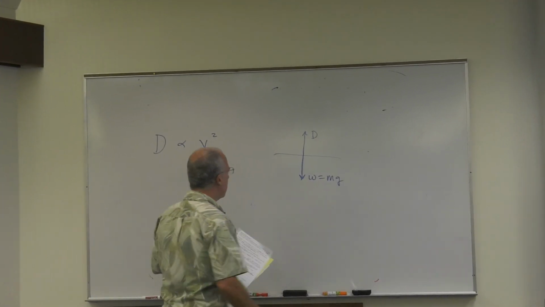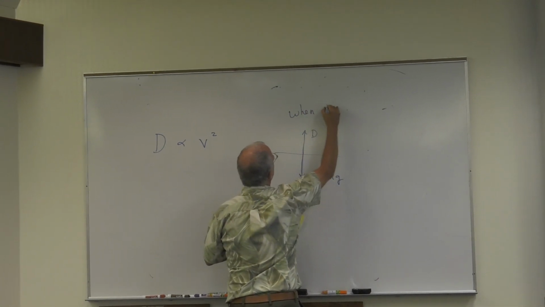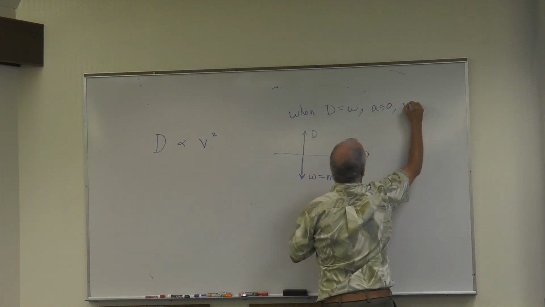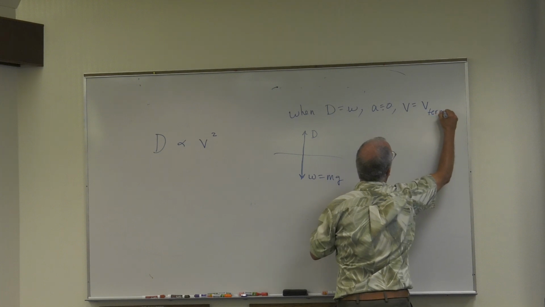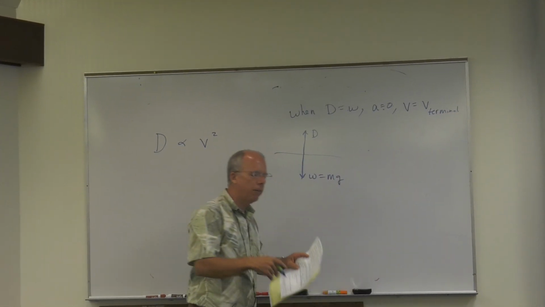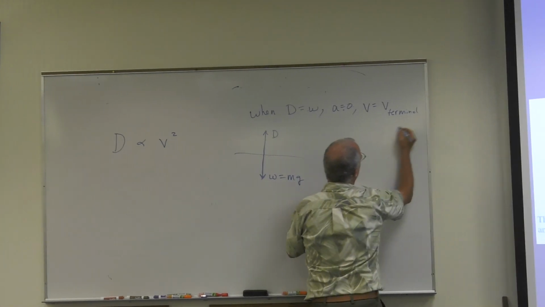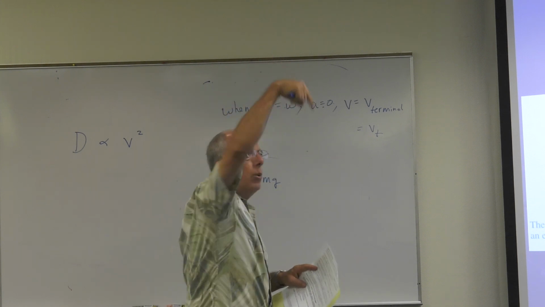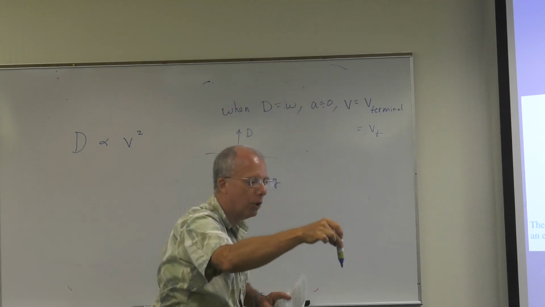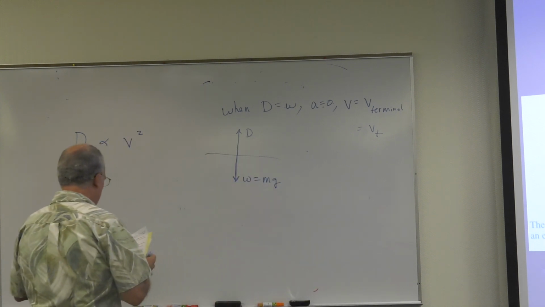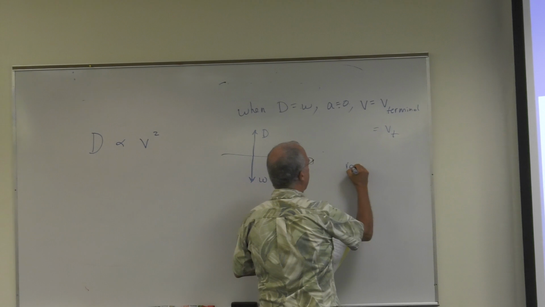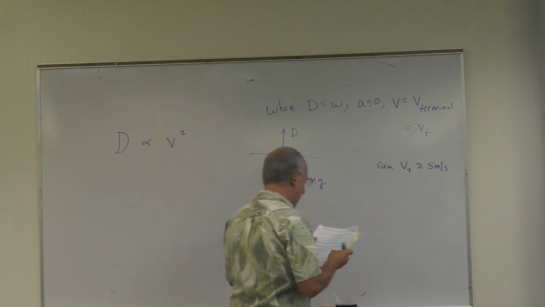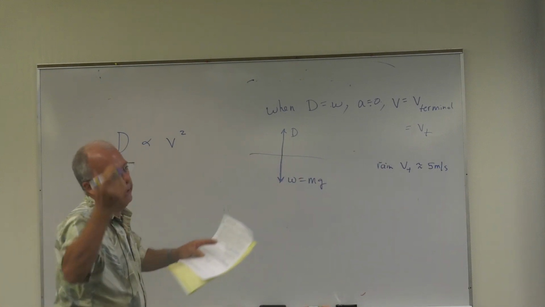Same speed, okay? So when the drag equals the weight, the acceleration is equal to 0, and the velocity, we call it V terminal, the terminal speed. And we're usually lazy, so we just call it VT, okay? In other words, when the drag equals the weight, it's just going to keep going at that same speed, the terminal speed. And for rain, VT is about 5 meters per second. It's not important to know that, it's kind of interesting.